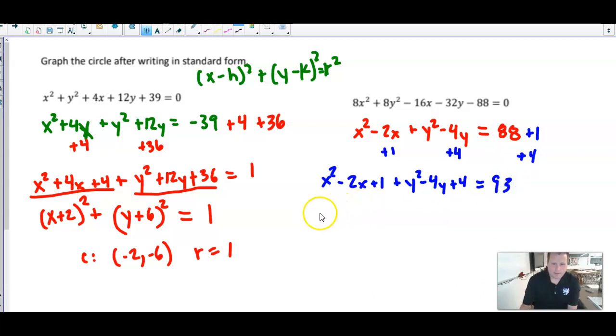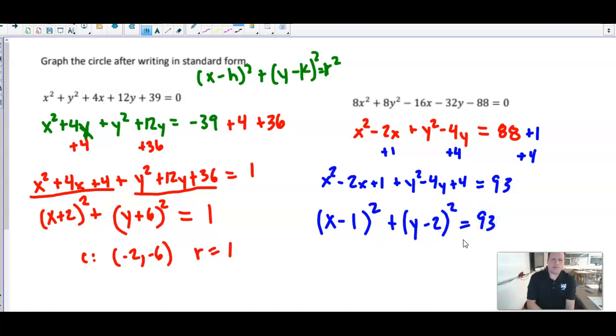Okay. And then I can factor. When I factor, this becomes x minus 1 squared. This becomes y minus 2 squared, and then equals 93. So my center would be at 1, 2, and then my radius is going to be equal to the square root of 93. That's not an even number, so we can just leave that as that.